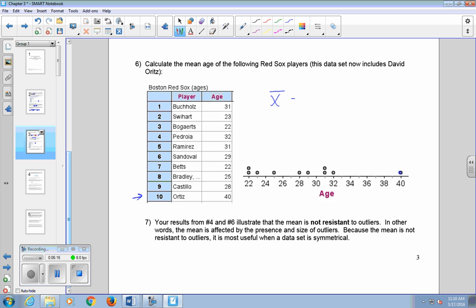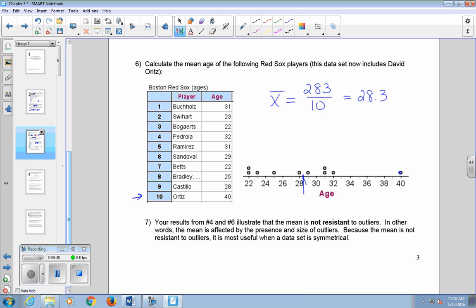Okay, so our X bar, we would sum all of our ages. Our sum will now be 283. We have 10 players and our mean is 28.3. So our mean has now shifted to here. So it's moved a little bit bigger than it was in the previous example.